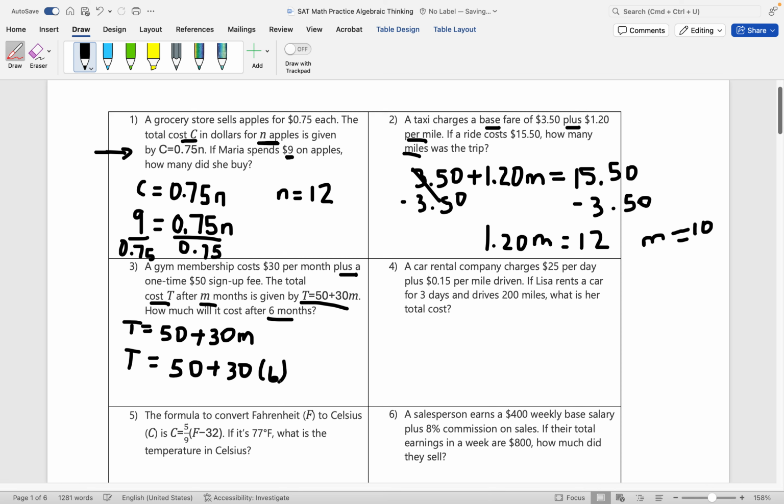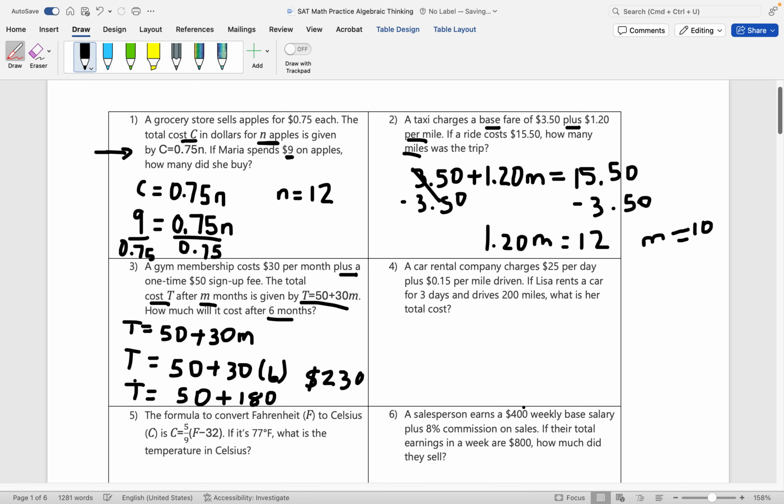I'm going to solve this equation, and 30 times 6 gives you 180, and 180 plus 50 is going to give you 230. So let me just write this down. So remember T is the total cost. So your total cost is 50 plus 180, which equals $230. So the answer is 230.